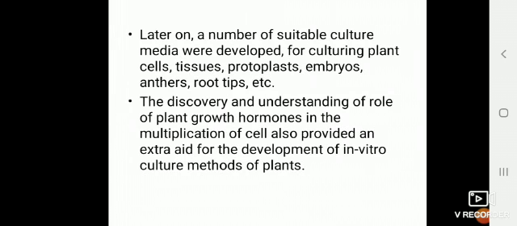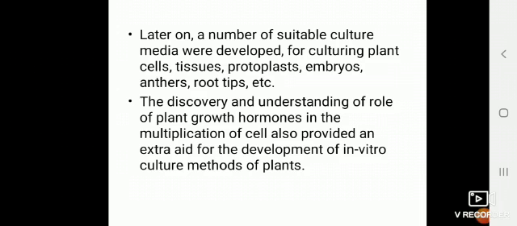Later on, a number of suitable culture media were developed for the culturing of plant cells, tissues, protoplasts, embryos, and root tips. For example, if we are culturing a protoplast, we choose the protoplast medium. So we inoculate the chosen cells or tissues into the separate media.